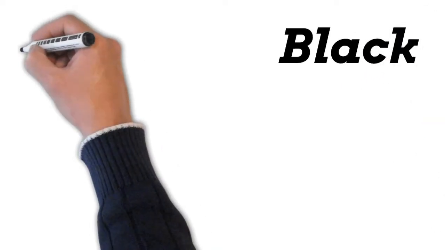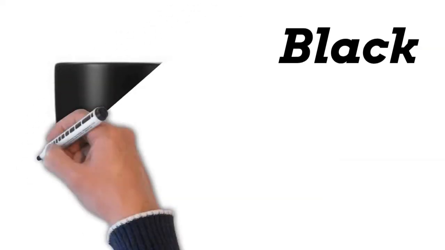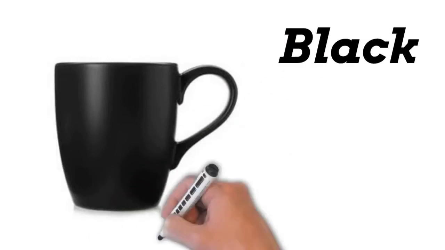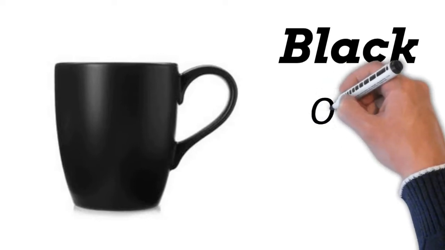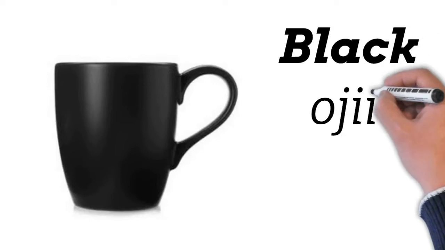Black is oji. Black. Ọ dị oji. It's black. Gịnị ka ọ na-acha? If you want to ask what's the color, you can say gịnị ka ọ na-acha? What's the color? Oji. Oji is black. Oji, black color.